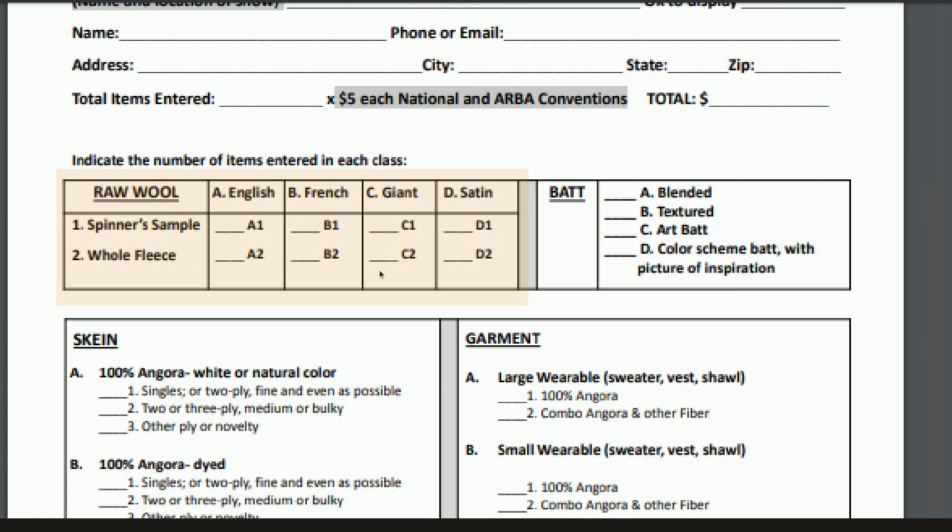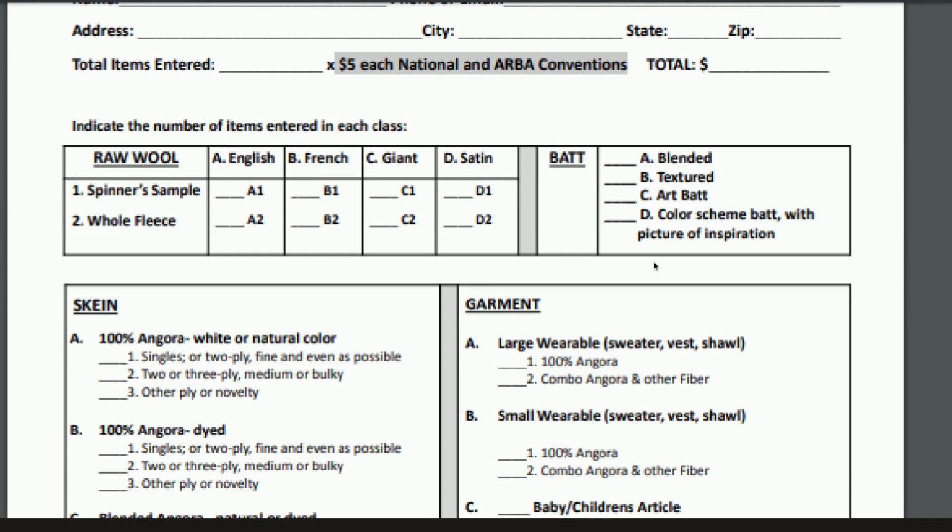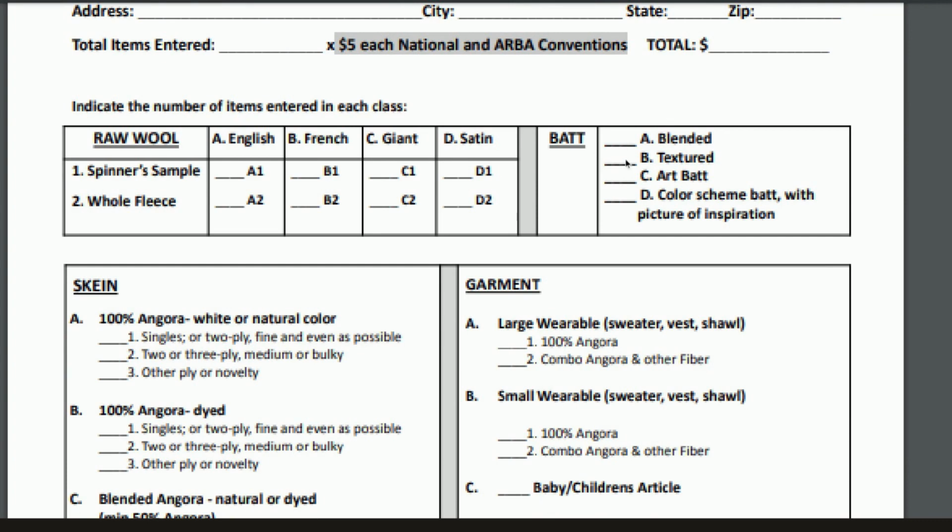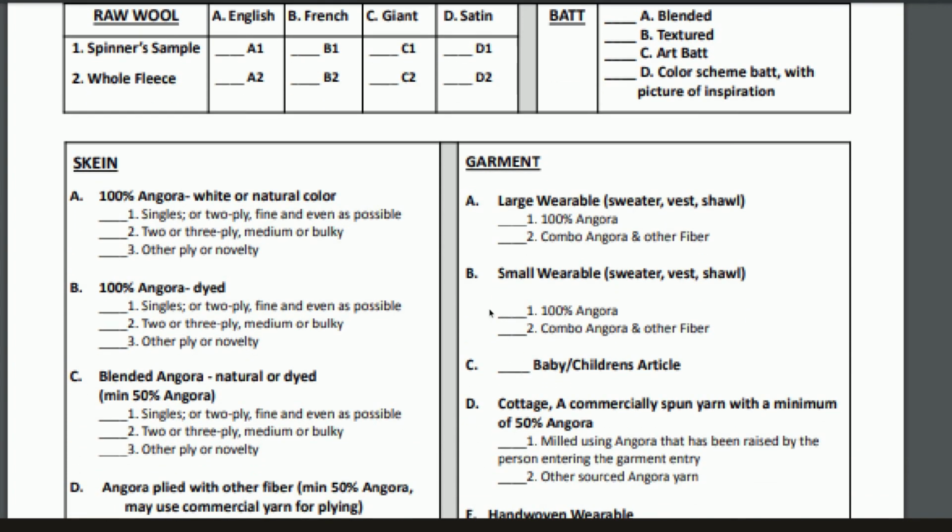So, whole fleece, I have 1 of those. I'm going to put the number 1 here for C2, giant whole fleece. Bats, do I have any bats? Not today, but I might. Blended textured art, color scheme bat. Details are in the rules. Find out which category best fits which bat I'm entering, and put the number of entries on the line here.